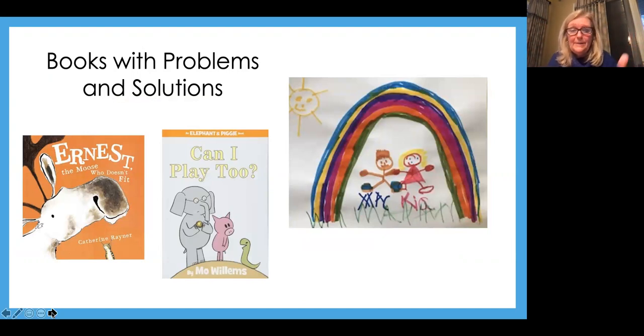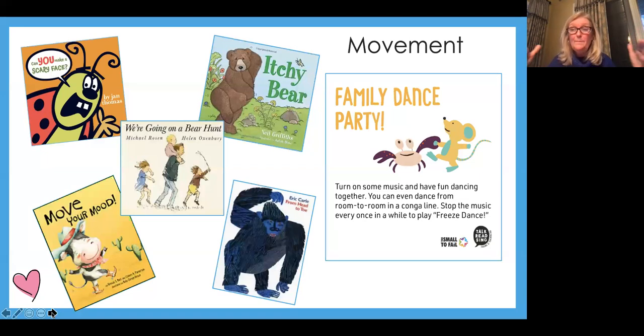What can you do? Or can I play too? The worm wants to play ball. He doesn't have any arms. So what are they going to do? So picking books where they can problem solve, how important movement is. Lots of fun books that get children engaged and moving.